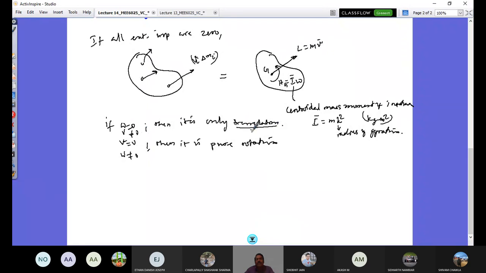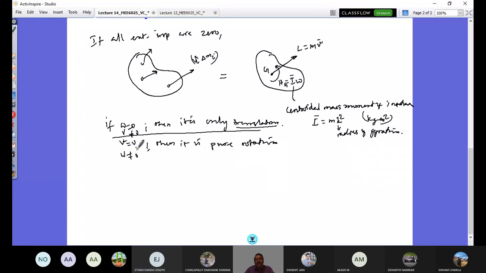So when it happens that there is only translation, all the forces are concurrent. If you have a system of forces acting on a body, but there is no omega, no angular velocity, that means the system of forces is concurrent and it results in translation, which can be rectilinear or curvilinear, right?